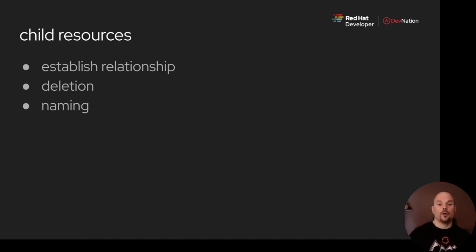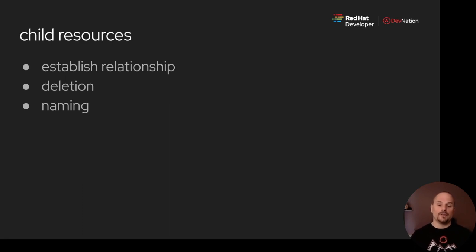It's going to create deployments. It's going to create services. There's ways to tell Kubernetes that these new resources we're creating are children of the parent custom resource. That's extremely important to do because that lets Kubernetes garbage collection take care of all of those children.